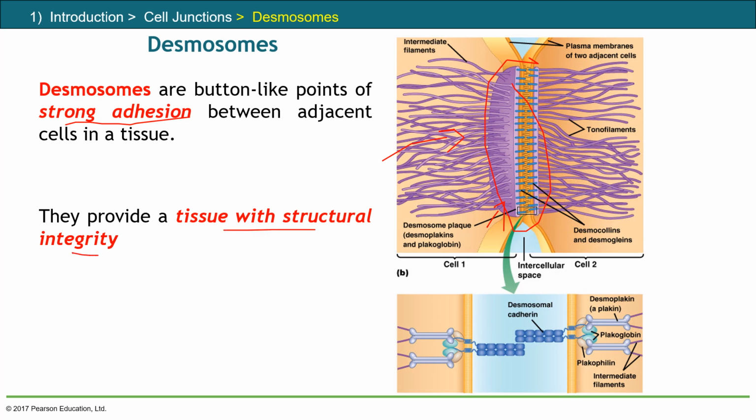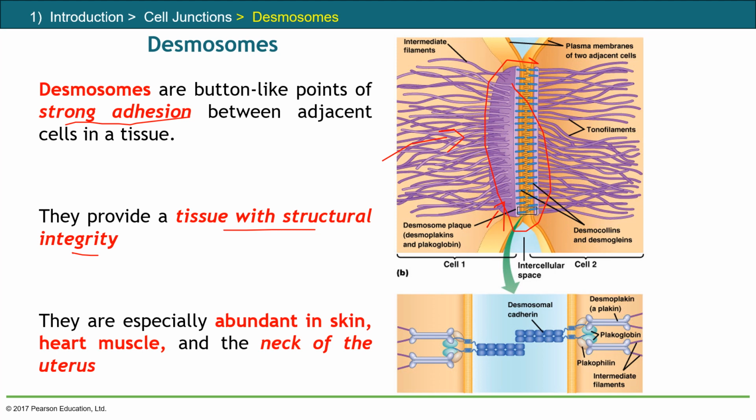So it is located in organs that are under a lot of mechanical pressure. For example, they are abundant in the skin, so they have to stand a lot of mechanical pressure. Your heart is always pumping blood, so it has to shrink and grow all the time. And of course, in the neck of the uterus. Why? Because when women give birth, they need a strong contraction to deliver the baby. So remember, this button-like structure produces strong adhesion.